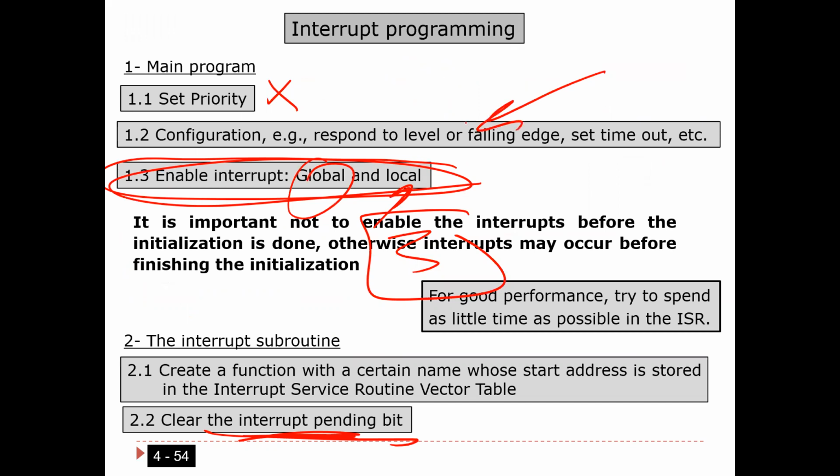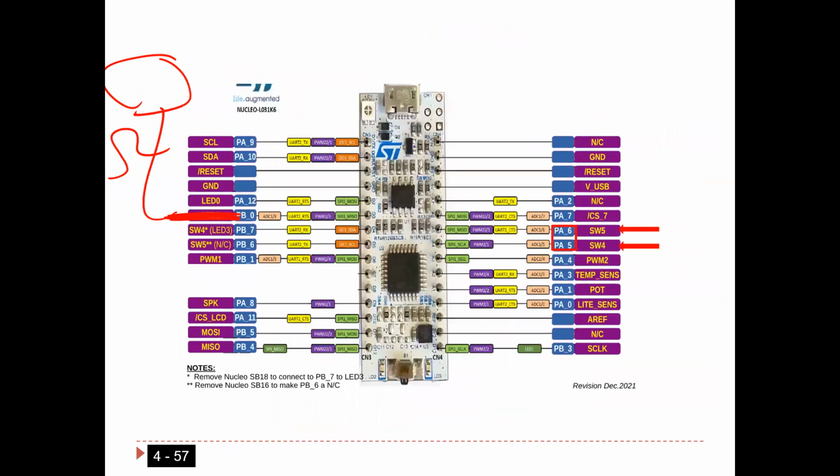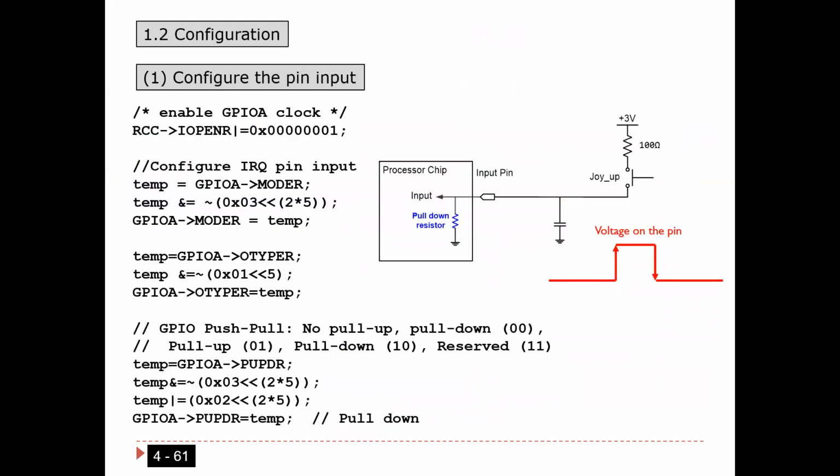Now I'm going to talk about configuration. What kind of configuration can you do now? If I want to use external interrupt, what kind of configuration do I want to do? You have to do two types of configuration. Number one, you have to configure the pin itself. This has nothing to do with interrupts.